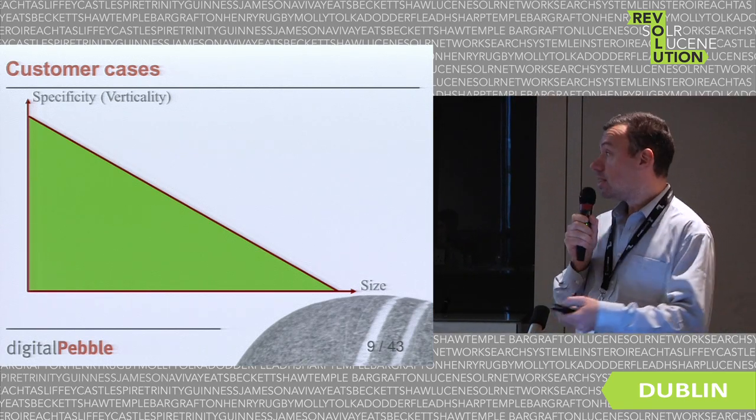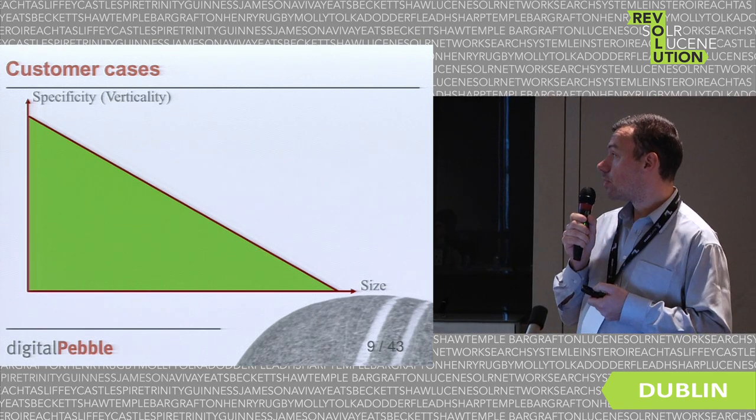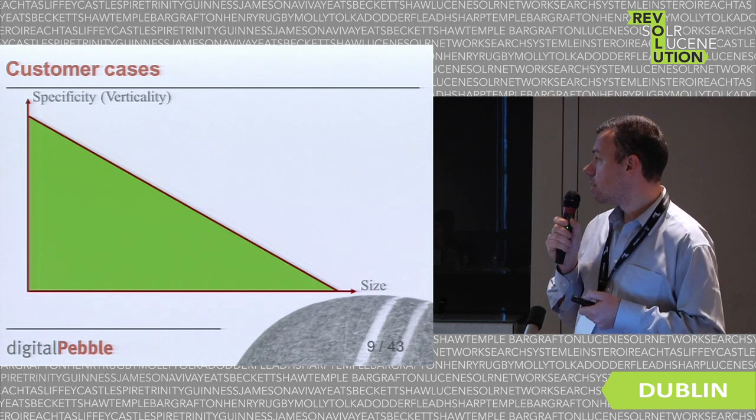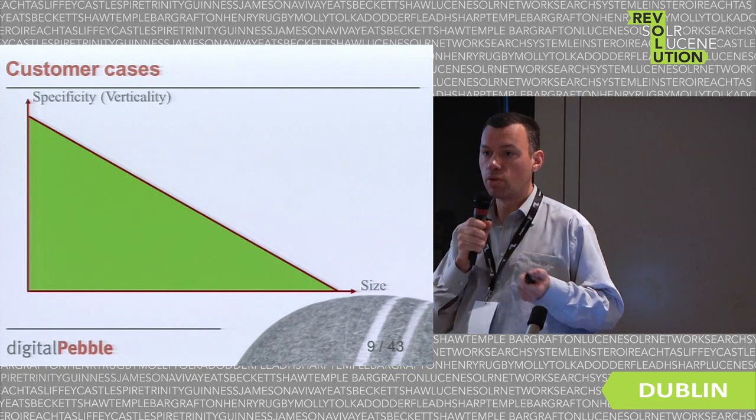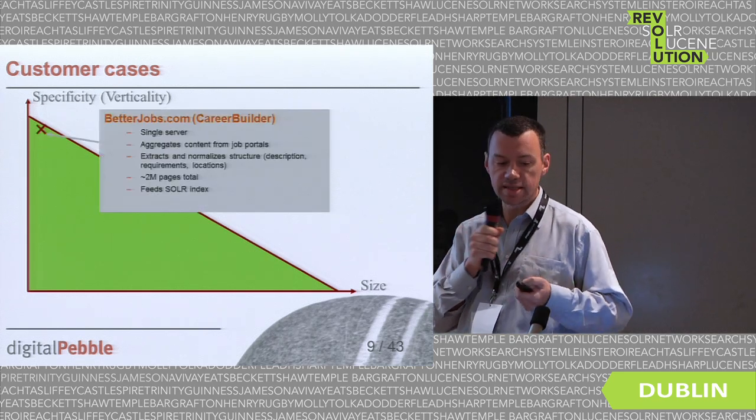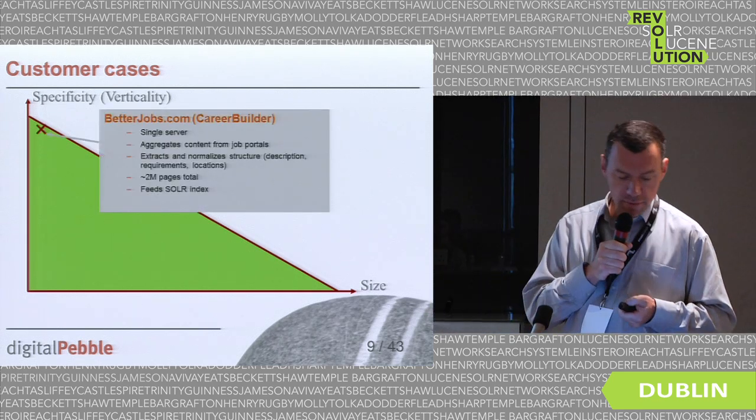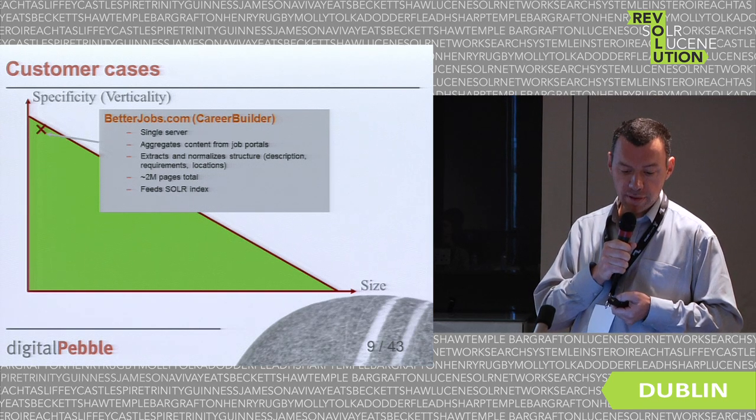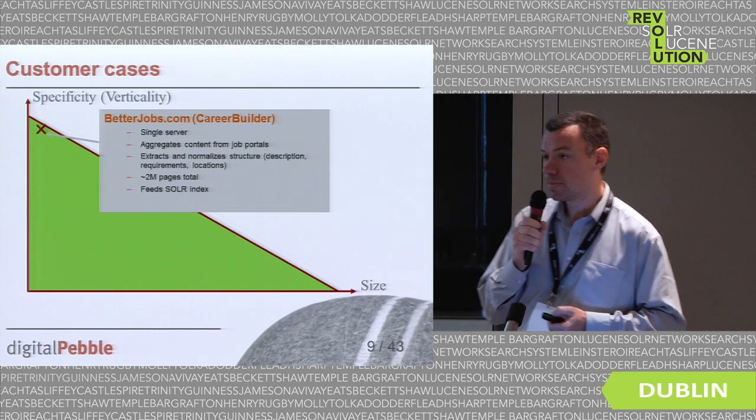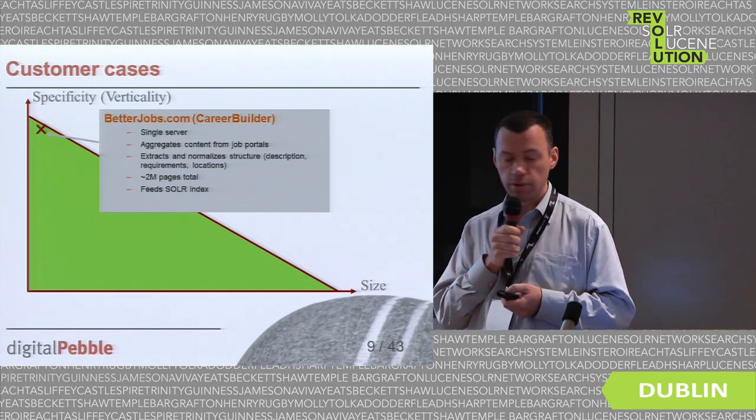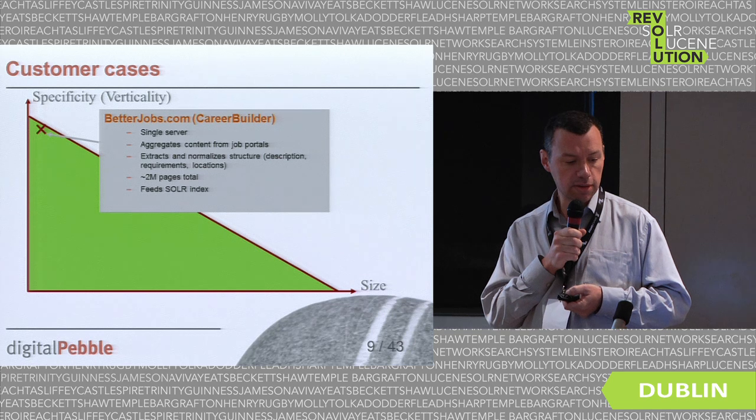The area in green is where most projects usually are. They're somewhere in that green area. Basically, the bigger your crawl, the less specific your task is likely to be. So I'll give you two examples of this from two of our customers. One is betterjobs.com. For those of you from the US, you probably came across that website before.